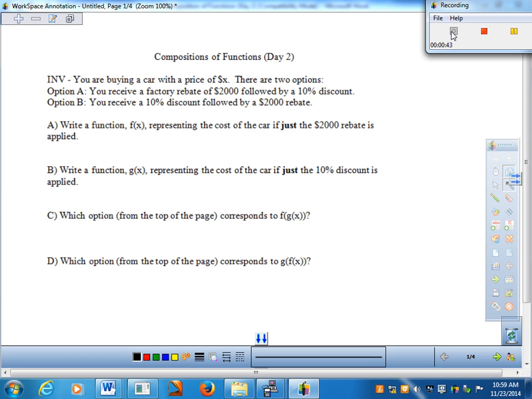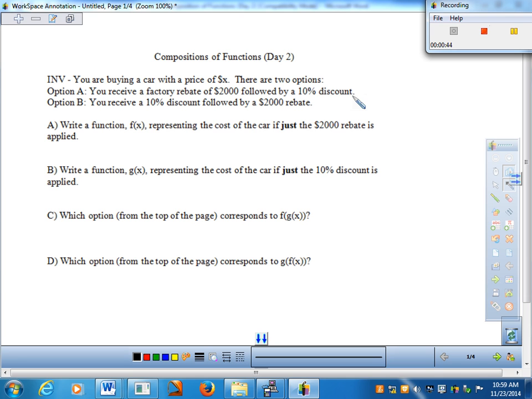And I guess obviously the quick first question would be, does the order matter here? Is that going to affect the final price? And how does that relate to our compositions of functions? So let's start it out. A and B kind of work together here. What we're going to do is create two individual functions. Then because this is a compositions of functions lesson, we're going to combine them together the way we did on the previous lesson. So here we go.